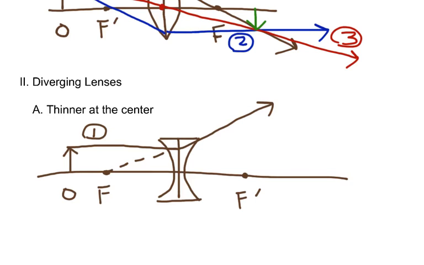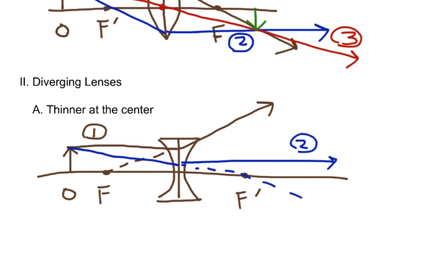Ray 2 actually wants to go through the F prime. So the ray heads towards the F prime. When the light hits the lens, the light refracts horizontally, like so. So that's ray 2. But if the ray were to continue, it would go through the F prime, like so.